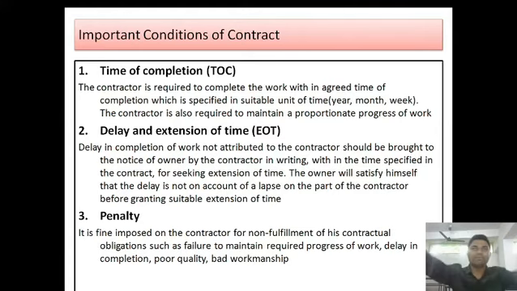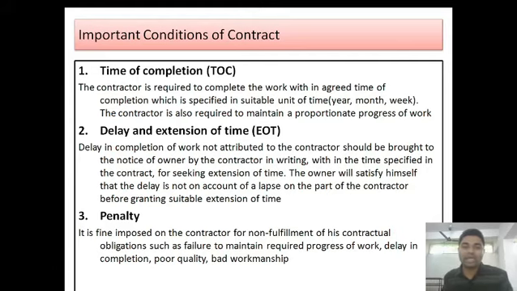Here the delays and extensions of time may be due to the negligence of the contractor sometimes, or sometimes due to unforeseen problems. If the reason is genuine, suppose it is continuous rain and the contractor is unable to execute the work on the site, then it is not the fault of the contractor, it is due to nature. So in that scenario, there won't be any sort of penalty.